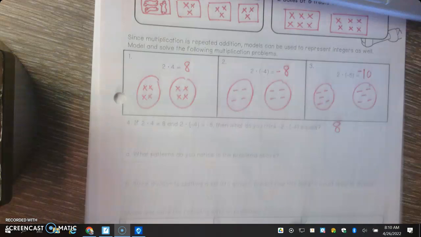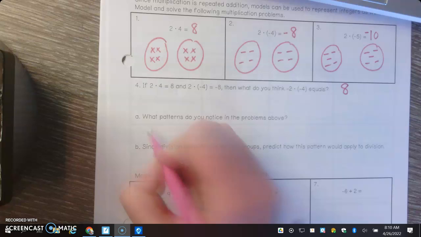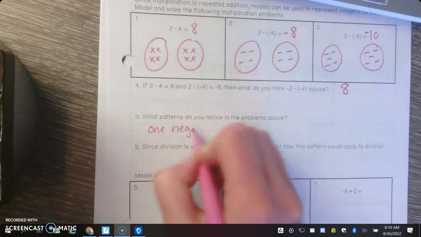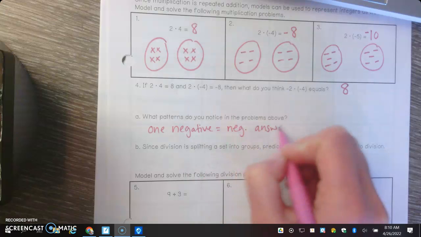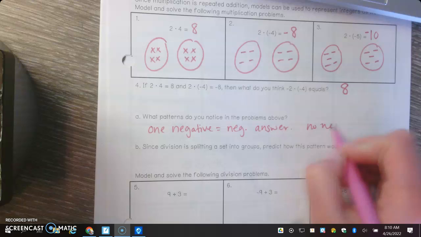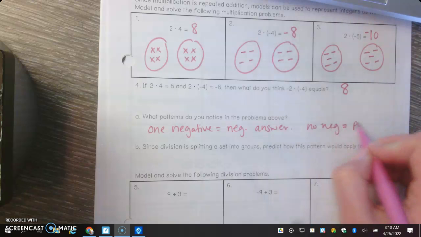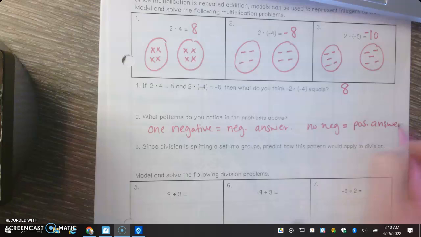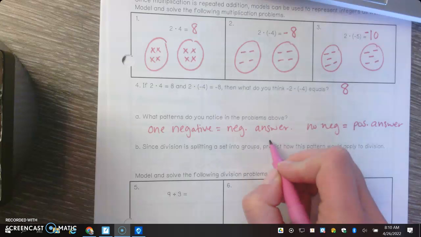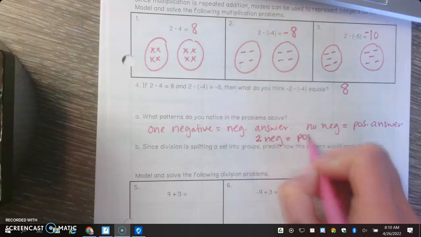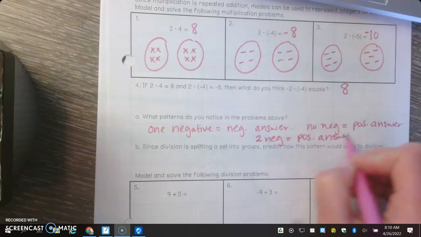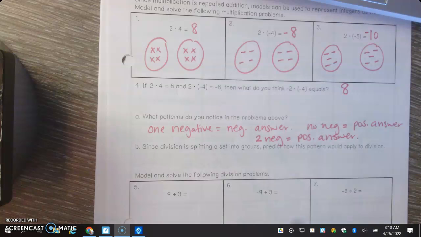Okay, what patterns do you notice? Okay, 1 negative equals negative answer. No negatives equals positive answer. And 2 negatives equals positive answer. So, if you're behind, press pause or back up on the video so you can make sure you get these in your notes. Okay? And then continue.